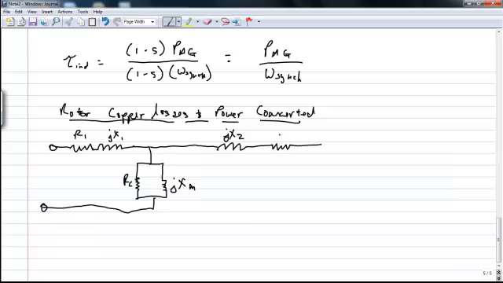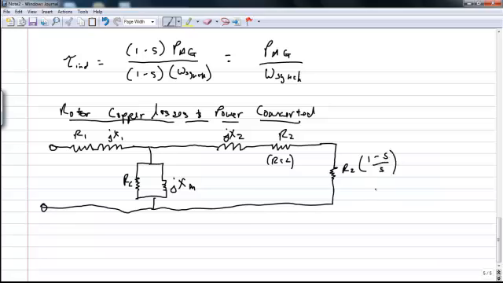Now what we're going to do is call this R2. This is where the rotor copper loss is going to come in. And then this resistor will be R2 times 1 minus S over S, and this is where the converted power is consumed. So the rotor copper losses are consumed in R2, and the difference between them is the converted power, which must be consumed in the second resistor.